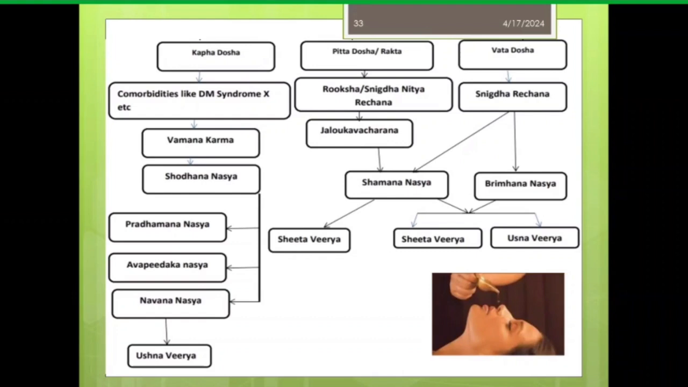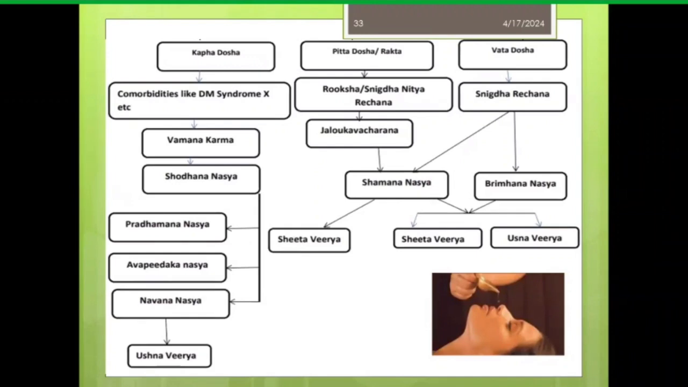Chalau Kavacharna also is indicated in case of Visarpa and similar presentations. In case of Pitta dosha, it is not the Shodhananasya but the Shamananasya that has to be given, or sometimes in the later stage, Brahmananasya also can be given. Specifically, in case of Pitta dosha, Shamananasya should be a Shita Virya Dravya. An example is Kshira Bala Taila, which is the right choice of treatment in these kinds of disorders.